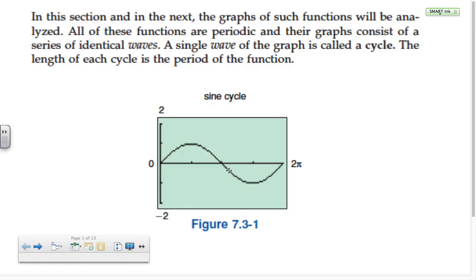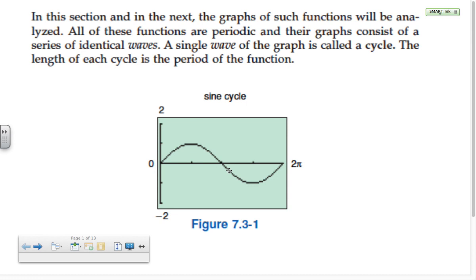All right, so the very first thing we need to talk about are waves. Now obviously we know that cosine and sine functions move in waves. A single wave of the graph is called a cycle, and the length of each cycle is its period. So this would be a period of 2 pi. Every time it repeats itself, it's 2 pi units.